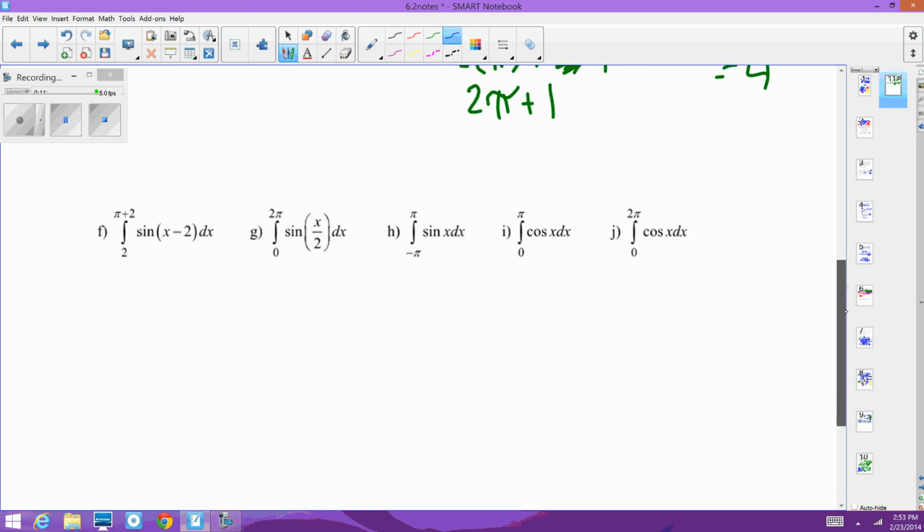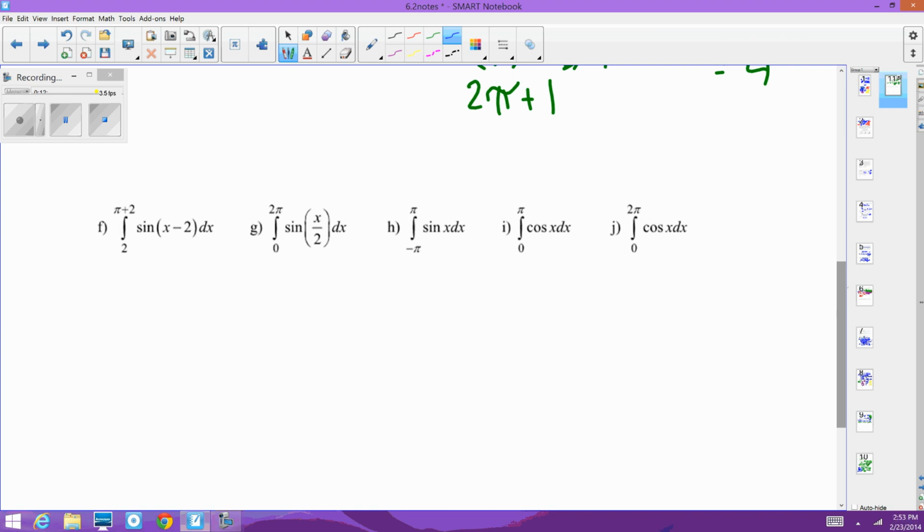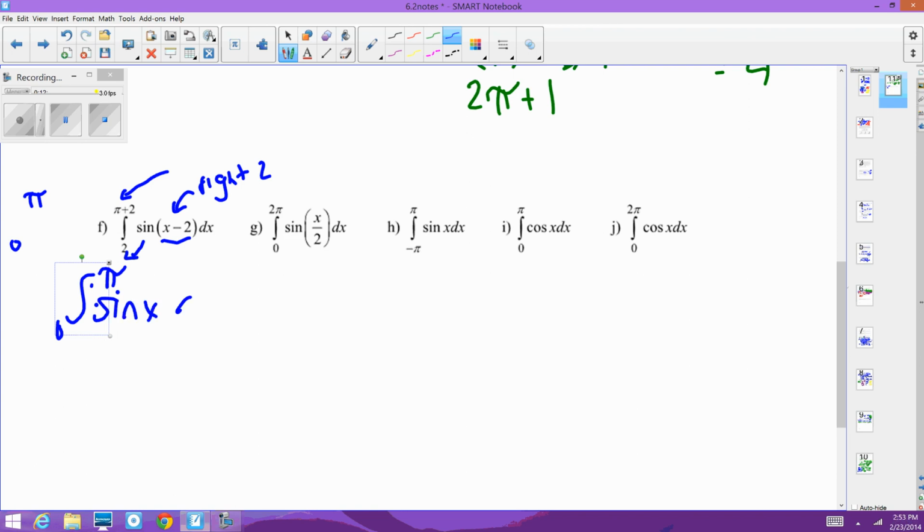There's a few more left. Ah, man, this one, let's see. Do you remember? This moves the function to the right 2 units. Our original one started at 0 and went to pi, but look, this moved it to the right 2. So this is just our normal area function. Okay, it's the same exact thing as 0 to pi of sine of x dx, which is just 2.